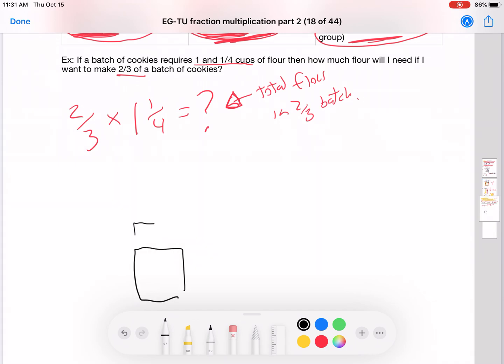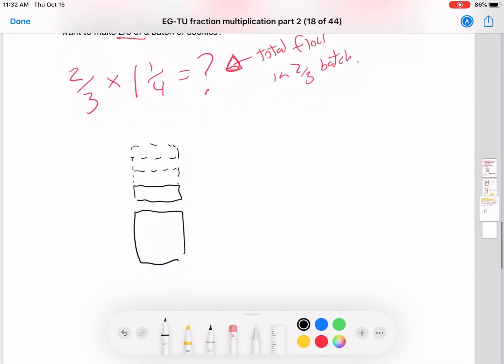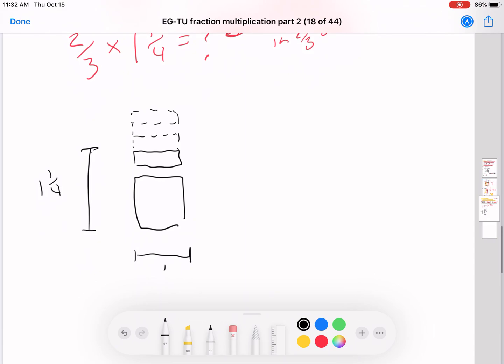So 1 1/4. Hopefully that looks like 1 1/4 cups of flour, but that's what we would need for one full batch. So this way, we're going up 1 1/4. This way would be 1 batch. But we don't want a full batch. We only want 2/3 of a batch. So let's slice this thing. And now 2/3 would represent this quantity right here. And if we want to know what that is, we simply need to count it up.